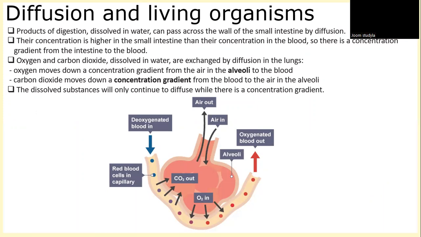Diffusion and living organisms. Products of digestion dissolved in water can pass across the wall of the small intestine by diffusion. Their concentration is higher in the small intestine than their concentration in the blood, so there is a concentration gradient from the intestine to the blood. Oxygen moves down a concentration gradient from the air in the alveoli to the blood, and carbon dioxide moves down a concentration gradient from the blood to the air in the alveoli. The dissolved substances will only continue to diffuse while there is a concentration gradient.